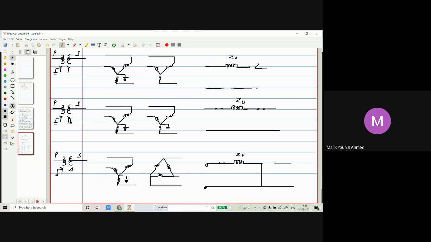This switch is opened. This is your Q side and this is your P side. Please write this down. This is the P side, the primary side. This is the secondary side, P side and Q side. And here we have a shunt switch on the secondary side that we are closing.